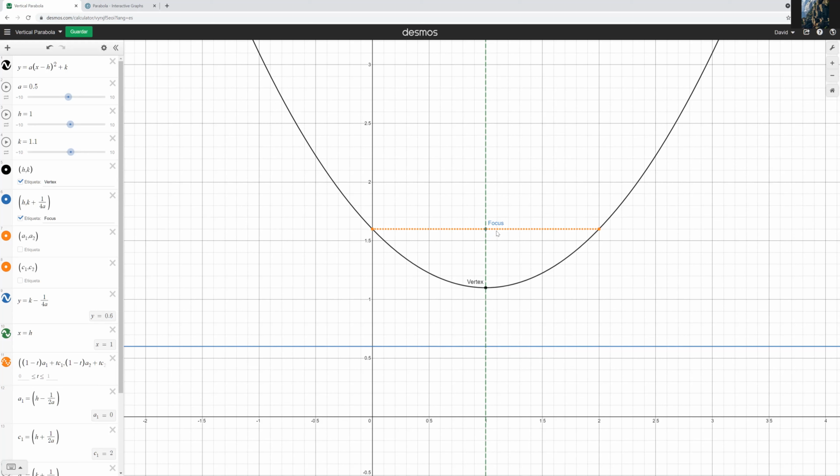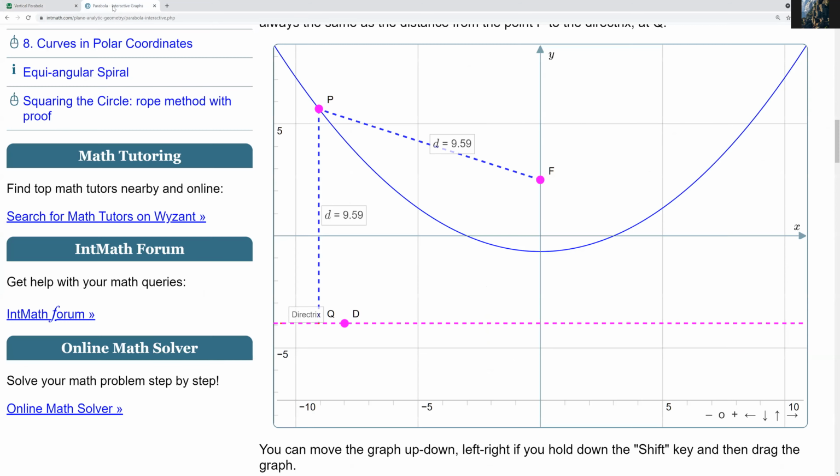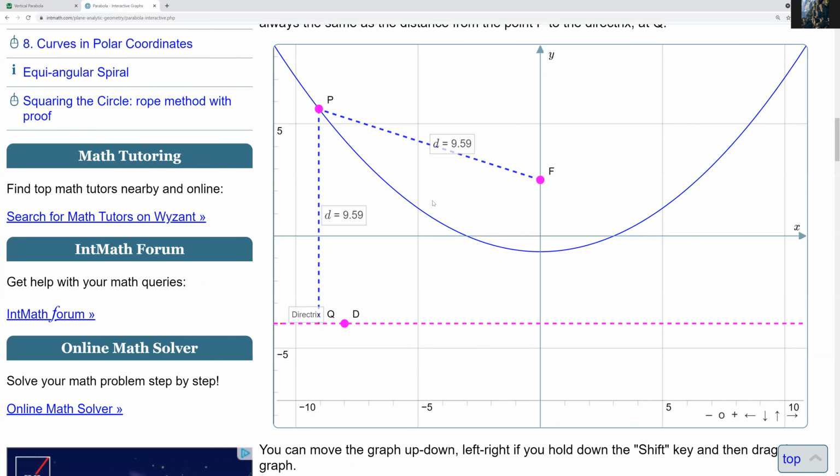Now, why are the focus and the directrix so important? Because these two properties are what define what a parabola is. A definition of the parabola states that it is the set of all points on a plane that are equidistant. That means that they are equally distant from a given point, in this case the focus, and a given line, in this case the directrix.